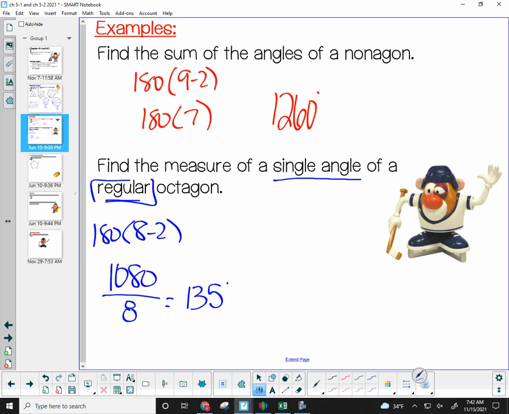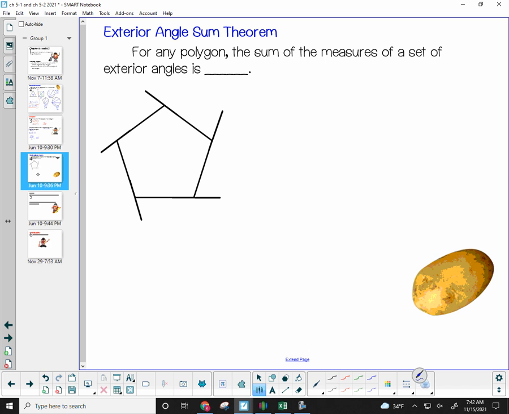All right. So now let's talk about the exterior angles. So we talked about exterior angles with triangles, right? We just talked about extending the side and how the sum of the remote angles is equal to the exterior angle. Well, there's also a pattern that deals with all the exterior angles. Okay, so for any polygon, the sum of the measures of the exterior angles is, that's what we're going to figure out.